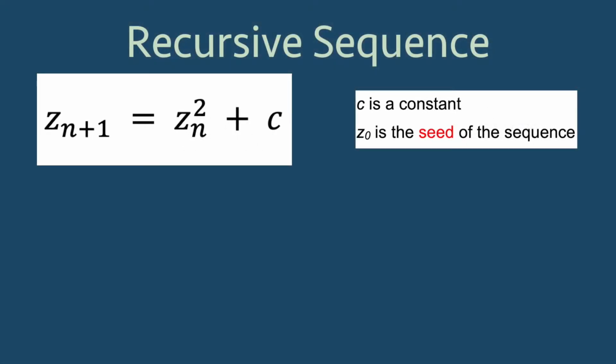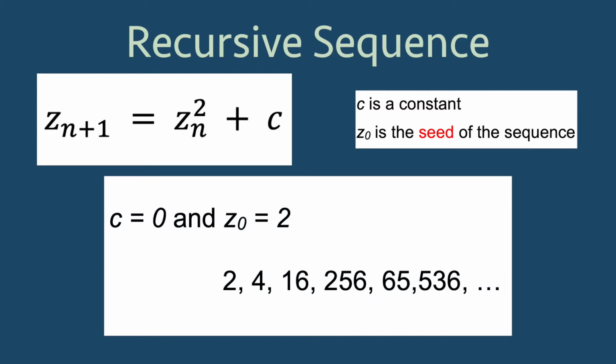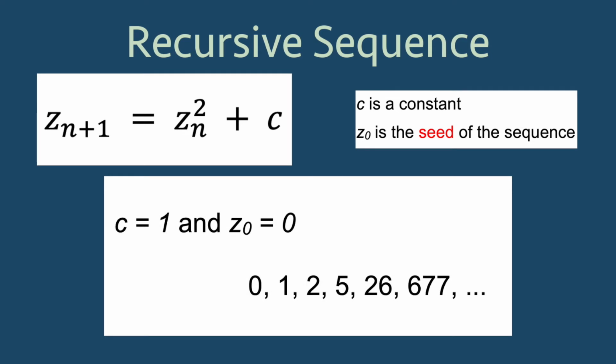For an example of a fractal as a recursive sequence, consider the complex numbers defined by z sub n plus 1 equals z sub n squared plus c, where c is a constant and z sub 0 is the seed that starts the sequence. For some values of c and z0, the terms in this sequence grow quite large. For example, if we choose c equals 0 and z0 equals 2, the sequence we get is 2, 4, 16, 256, 65,536, etc. Or if we choose c equals 1 and z sub 0 equals 0, the sequence we get is 0, 1, 2, 5, 26, 677, etc.